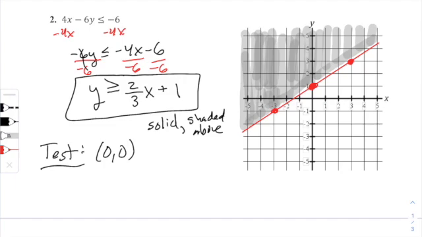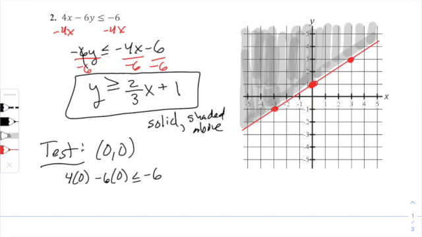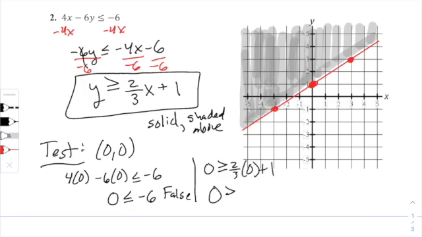So if I plug it into the original one, 0 goes in for x, 0 goes in for y, and I'll get 0 minus 0 on the left side. Is 0 less than or equal to negative 6? No, that's false. 0 is not less than negative 6. Or if you had plugged it into the y isolated one, the y equals mx plus b version, 0 goes in for y, greater than or equal to 2/3 times 0 plus 1. You get 0 is greater than or equal to 1, which is, of course, still false.